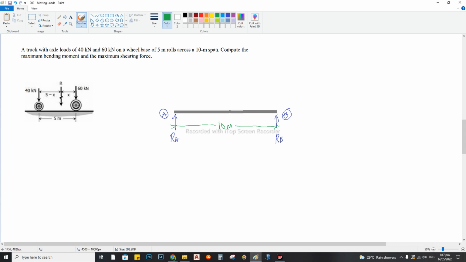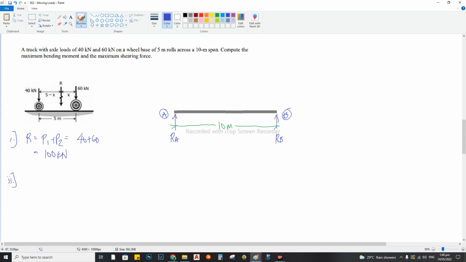What will we do here? First, solve for the resultant R and where it is located. R is just the summation of all forces, so P1 plus P2, which is 40 plus 60 kilonewtons. R, the resultant force, is equal to 100 kilonewtons.